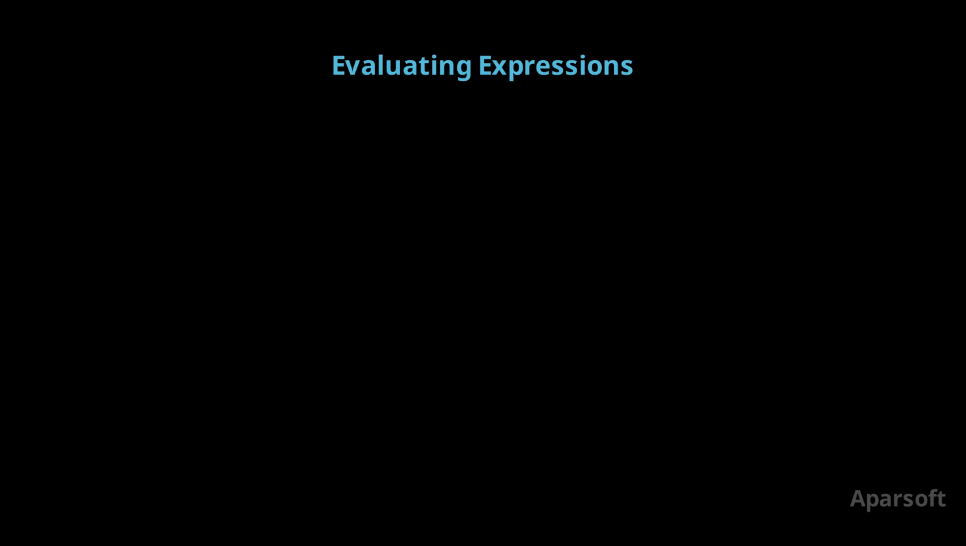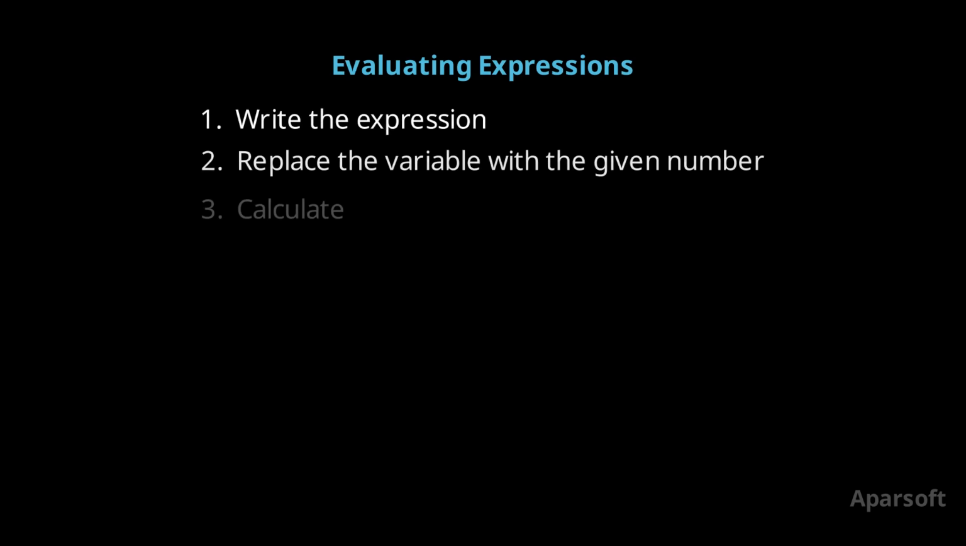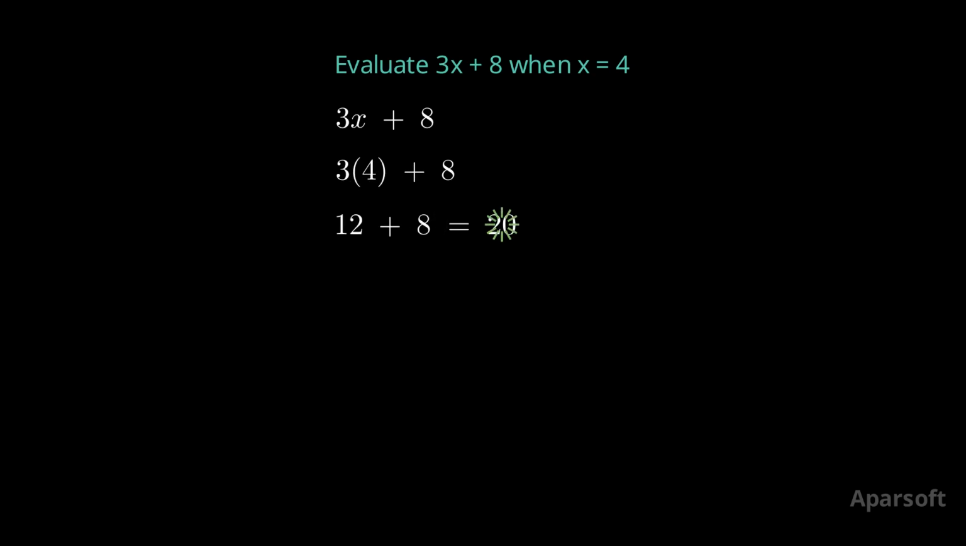Evaluating an expression is like plugging a value into a slot. 3 steps. Write the expression, replace the variable with the number, then calculate. We will see some examples. Let us try 3x plus 8 when x equals 4. First, write the expression. We are given x equals 4, replace x with 4 in parentheses. 3 times 4 is 12, plus 8 equals 20. This is the final answer.